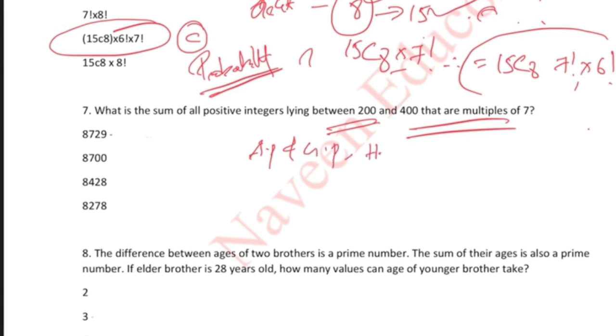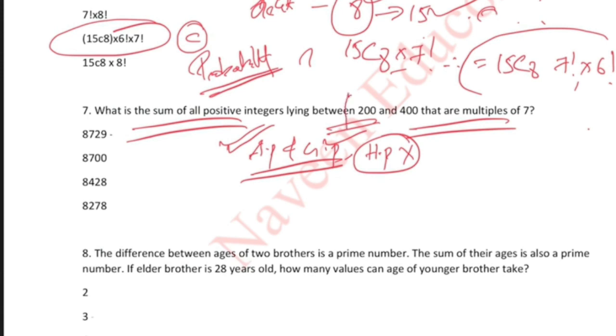Harmonic progressions are usually less asked in this examination. Usually AP is asked most of the time. In some rare cases GP is also used. So here it is AP. We have to find the sum of all positive integers lying between 200 and 400 that are multiples of 7.